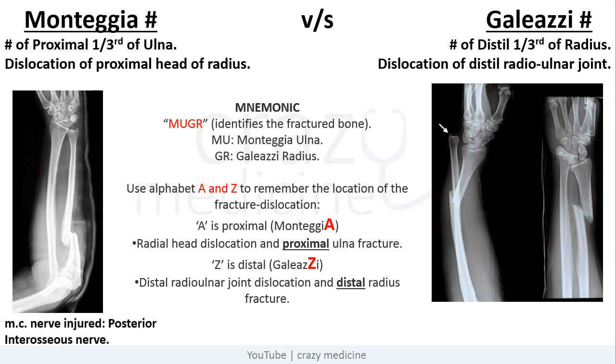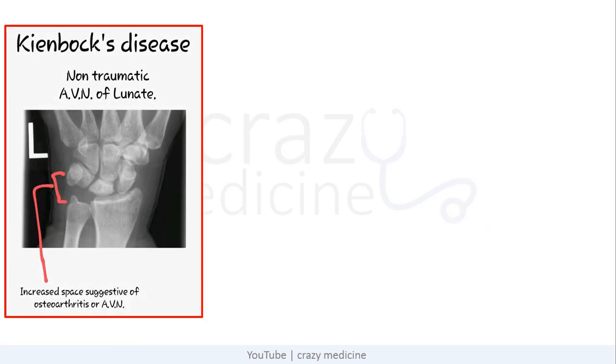One more important MCQ point is, the most common nerve injured in Monteggia fracture is the posterior interosseous nerve. Then Kienbock's disease, it is non-traumatic avascular necrosis of the lunate bone. As you can see in this figure, increased density of the lunate is suggestive of avascular necrosis.